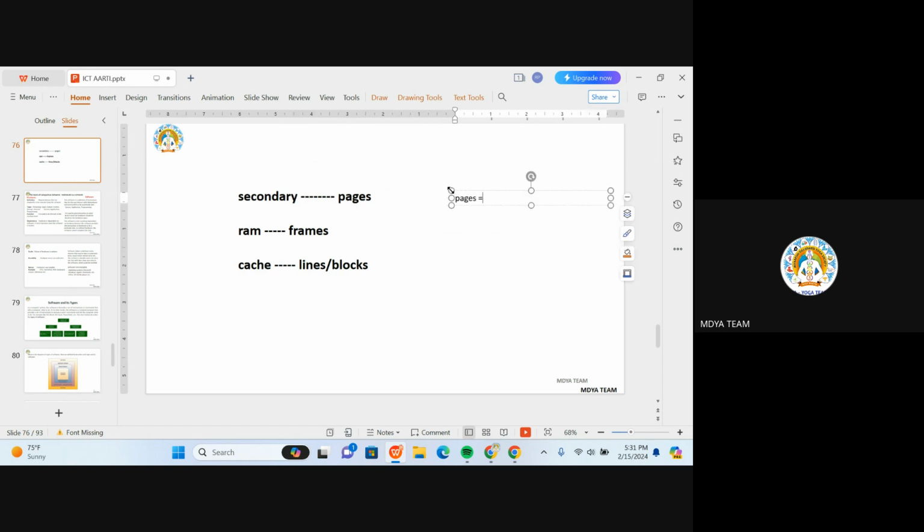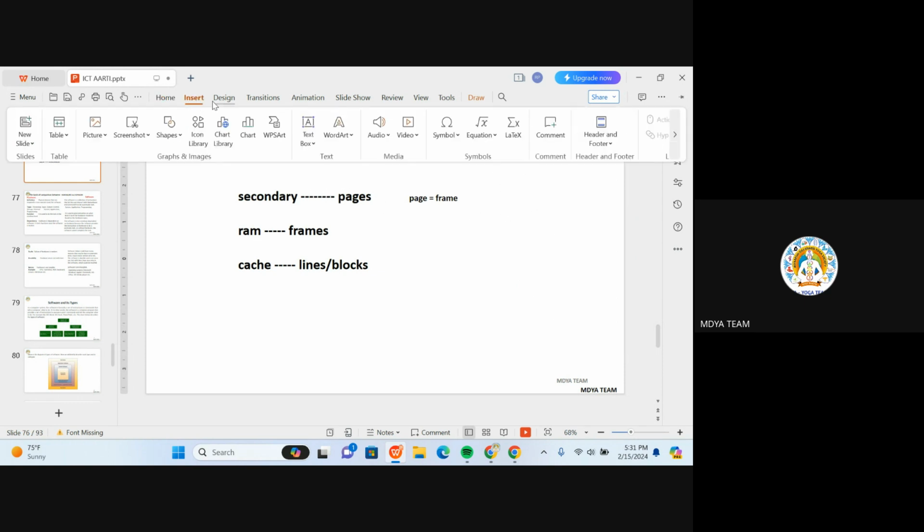Pages are equal to frames. One page is equal to one frame. Why is one page equal to one frame? Because when data is stored in the hard disk device, the data is stored in the form of pages. Like, okay, second, I will show you.